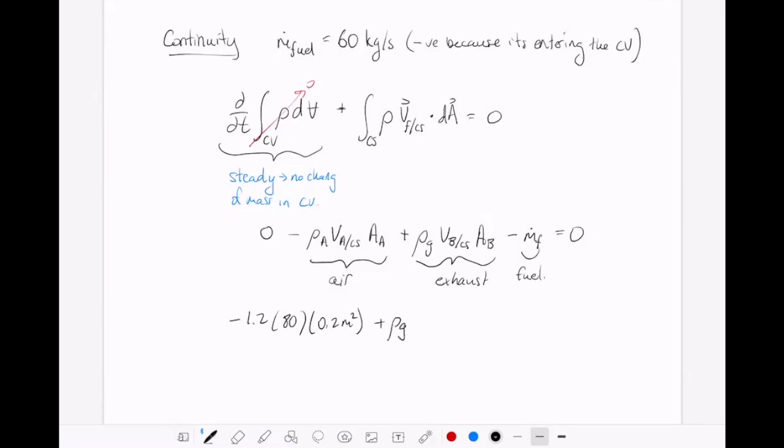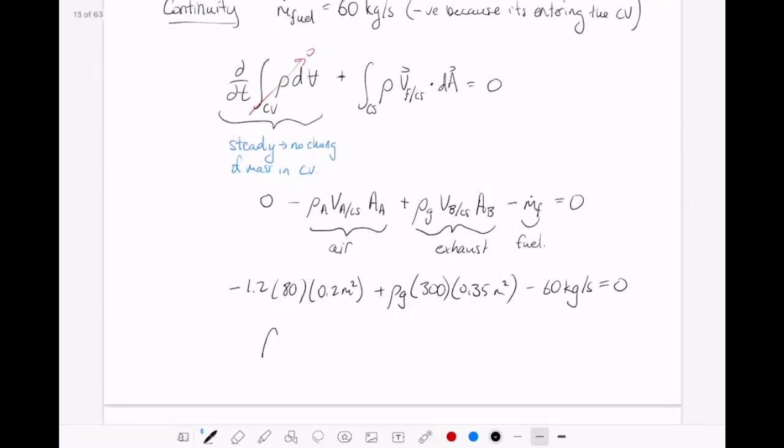We have the density of our exhaust gas. The velocity with respect to our control surface is 300. That's given in the problem. It's positive, so we already have the positive out front. And the area is 0.35 meters squared, which is given. And our mass flow rate above for the fuel is 60 kilograms per second. So if we rearrange this and solve, we get the density of the exhaust gas to be equal to 0.754 kilograms per meter cubed.